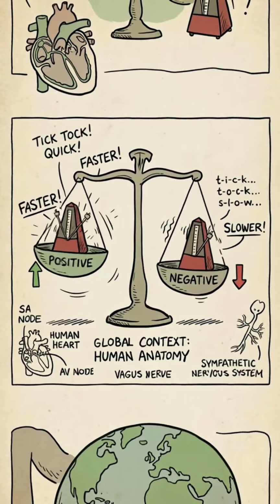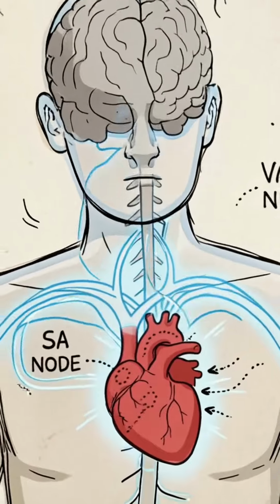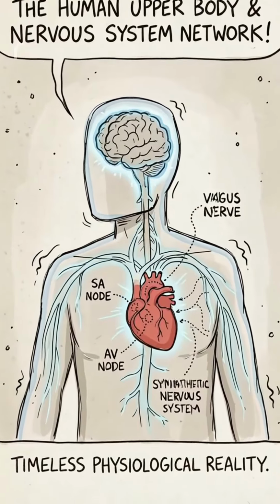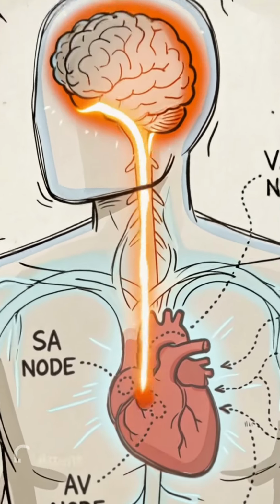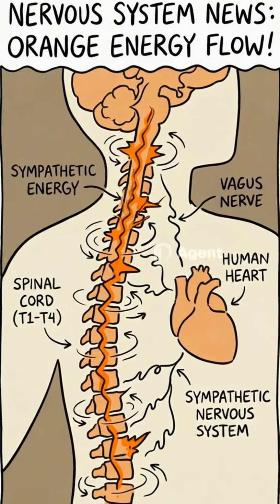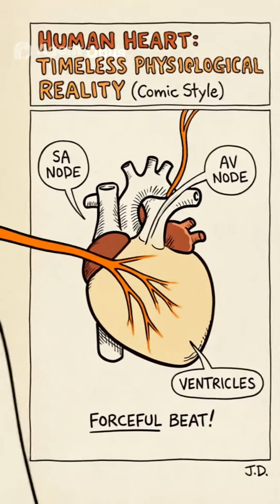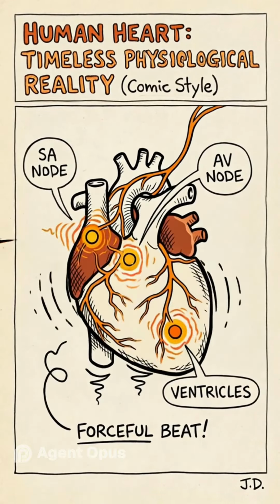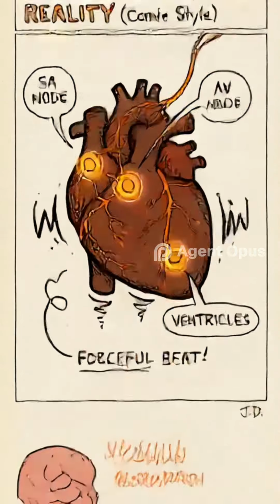A major regulator of heart rate is the autonomic nervous system. The sympathetic division stimulates the heart. Signals from the cardioacceleratory center travel down the spinal cord to the upper thoracic segments, from T1 to T4. From there, nerve fibers form cardiac nerves that reach the heart. These fibers influence the SA node, the AV node, the atrial and ventricular muscle, and even nearby blood vessels. Sympathetic stimulation increases heart rate and strengthens contractions.